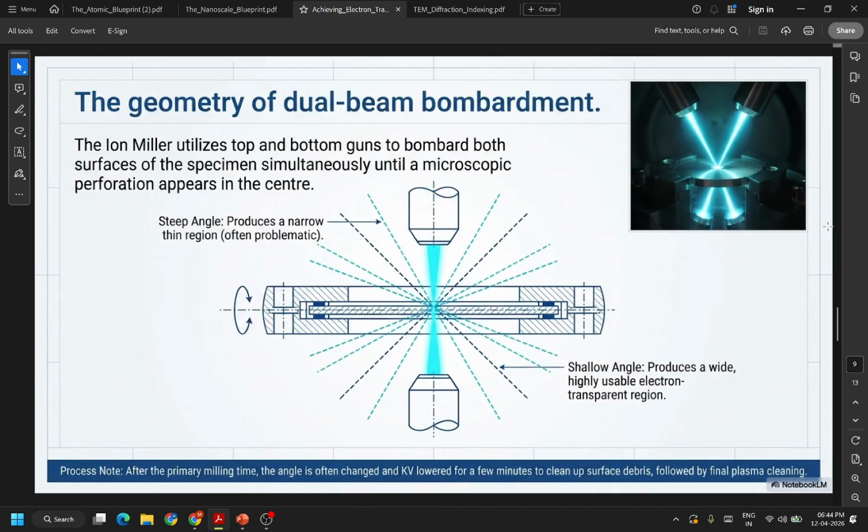So if we use a steep angle, it will create a very narrow, thin region which we won't be able to use in TEM. So we use a shallow angle, which produces a wide, highly usable electron transparent region.